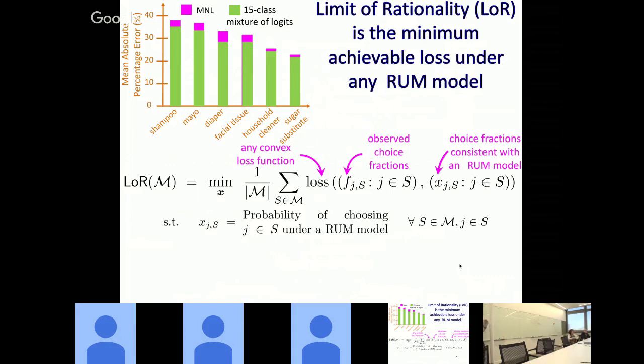Yes? Isn't it true that everything can be an RUM model? Because for every person in the population you can create a preference such that he prefers what he bought. No, that's not possible, because an RUM model imposes a very restrictive constraint: if I add an item to an assortment, the probability of choosing a single product has to go down.